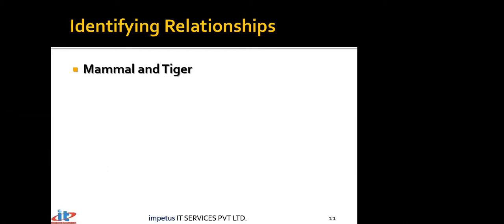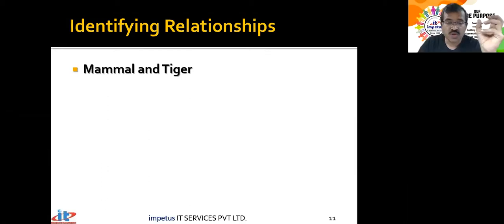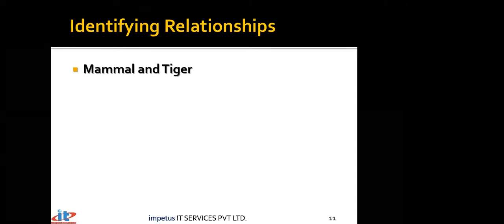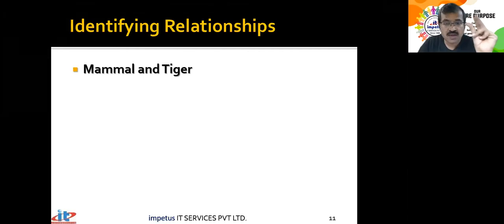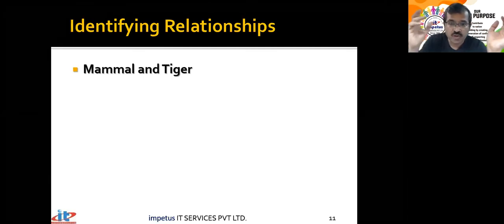Class mammal. Yes. Object tiger. So tiger is an object of class mammal. Like Nikhilesh is an object of type student. And so Nikhilesh is a single object. There will not be two instances. Every object has to be unique.